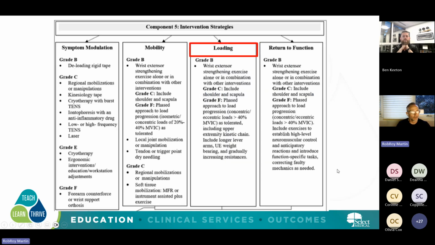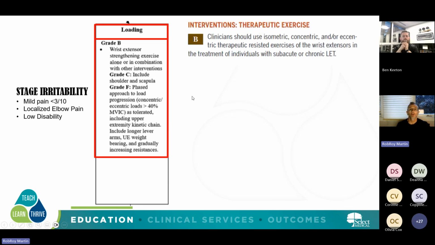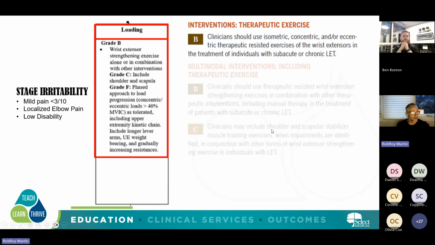Moving on to our loading category. Take a look at our patients in this category. Their pain is decreasing, so now they're having lower levels of pain, less than 3 out of 10. Their pain is localized to the elbow and they have lower levels of disability. As this category indicates, we're going to focus on strengthening of those muscles. Here we would progress from our isometric and concentric, and get into our heavier loaded eccentric exercises. And really this loading relates to our subacute and chronic patients.